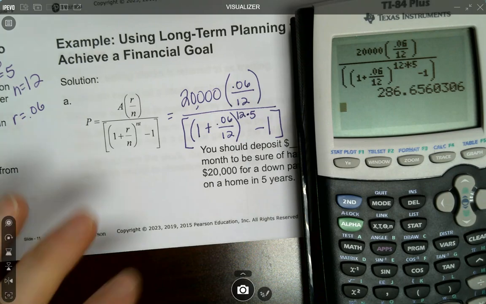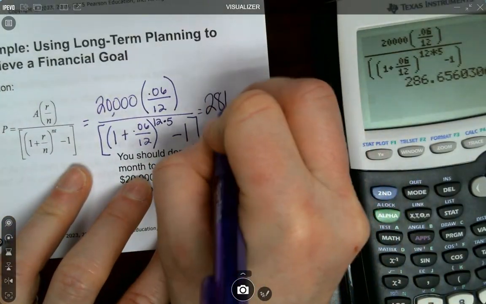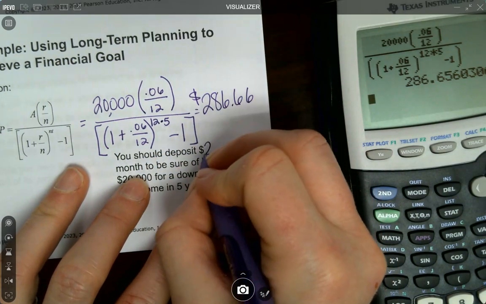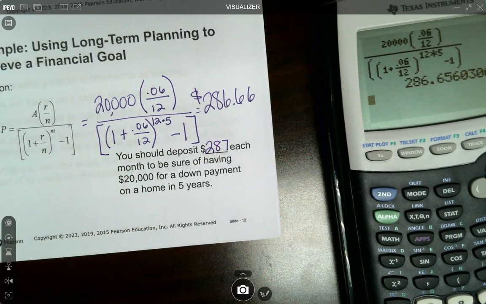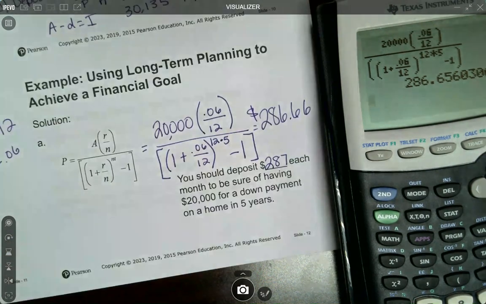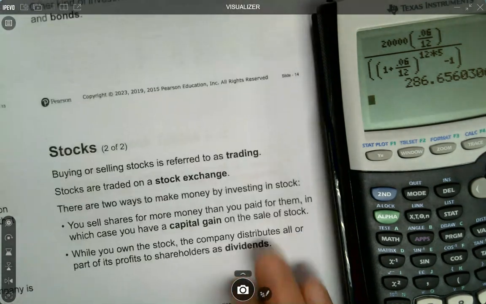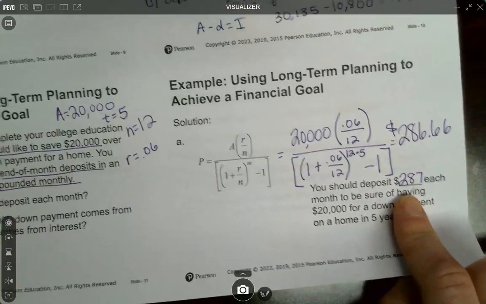Okay, 286.96. We're going to round to the whole number though. So I'm going to say 287. That way it gives you a little cushion. Because if you do 286, that won't be right. All right. So we found out how much money should be deposited.